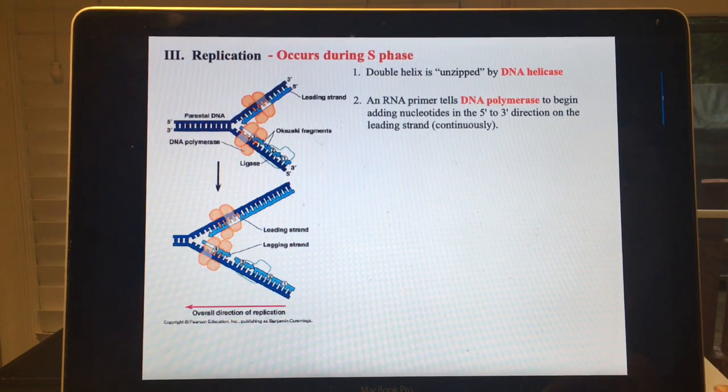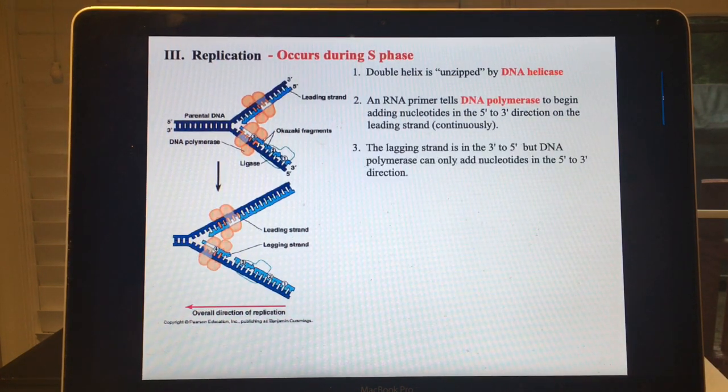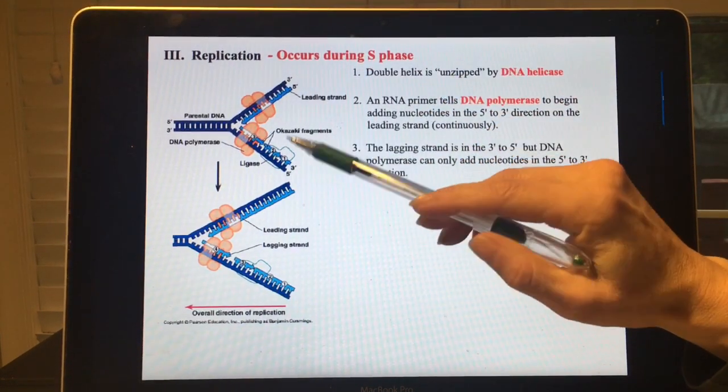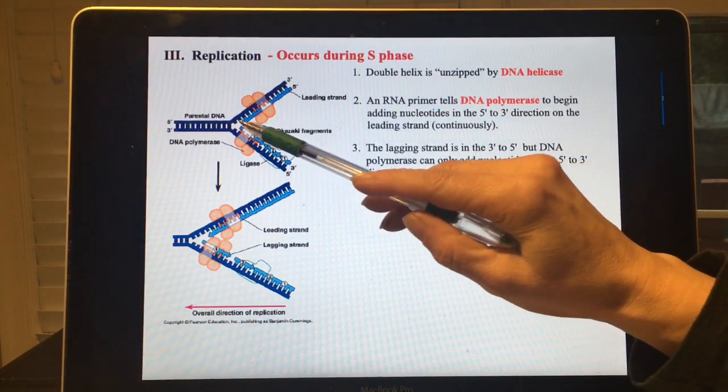They fairly soon realized the reason why. So the lagging strand is the new strand that would be built if it was built continuously in the 3' to 5' direction.